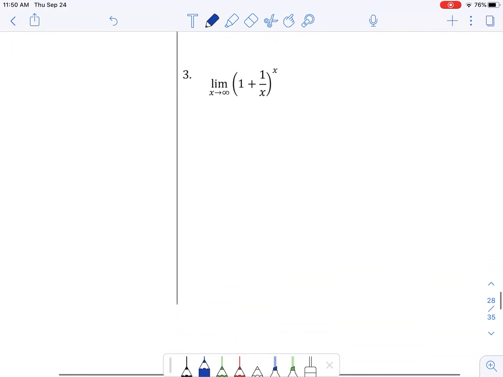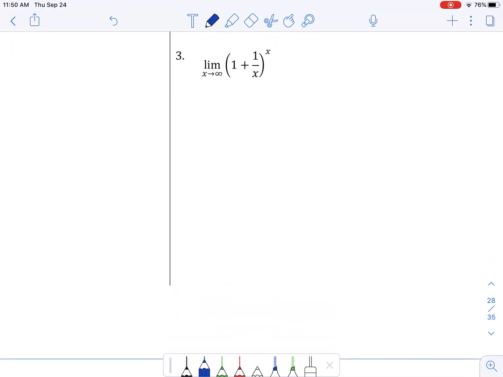Now, the last one we're going to look at here is a very famous limit that it's helpful, honestly, just to memorize if you have it memorized. If you don't, we can go through a way of solving it. The first thing you're going to end up doing is plugging in infinity. You then get 1 plus 1 over infinity to the infinity, which would be 1 plus 0 to the infinity, which is 1 to the power of infinity. Now, I'll tell you this.